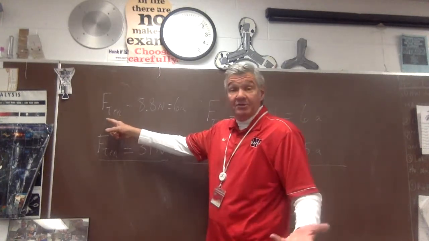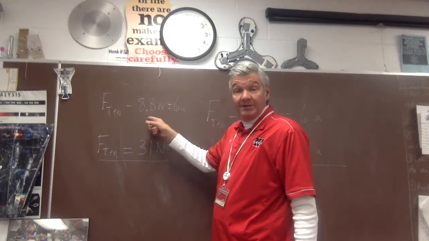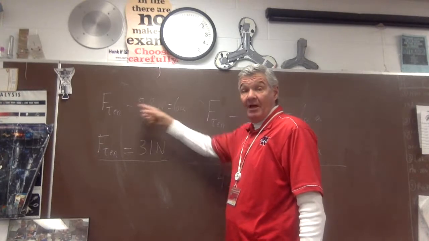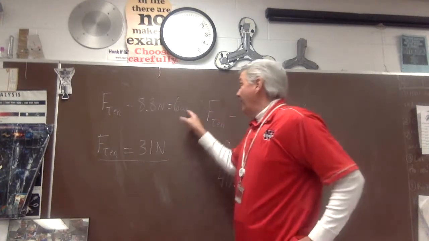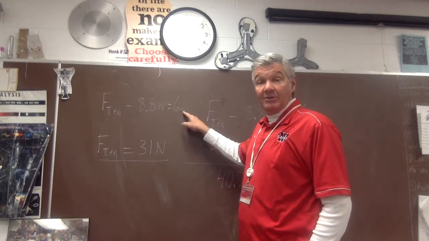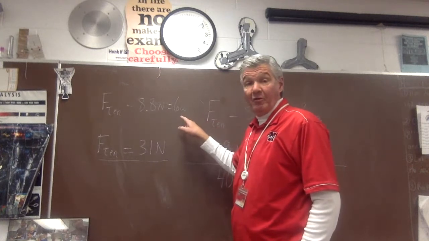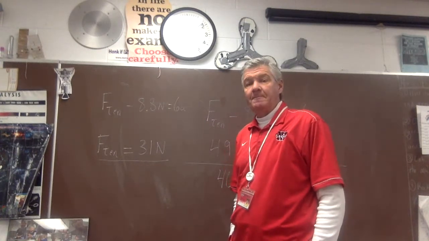So I'm going to use the first equation. Force of tension minus 8.8 newtons equals 6A. F equals ma. Net force equals mass times acceleration. If I plug in my acceleration, 3.7 meters per second squared, and I solve for force of tension, I get the tension force is 31 newtons.